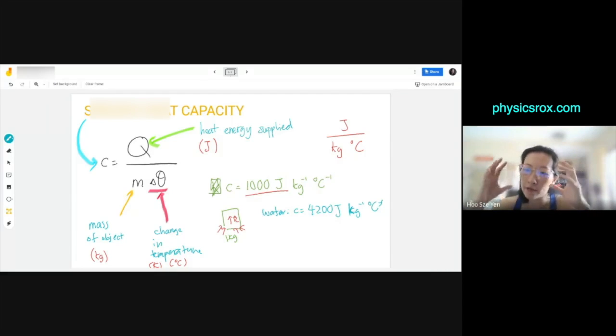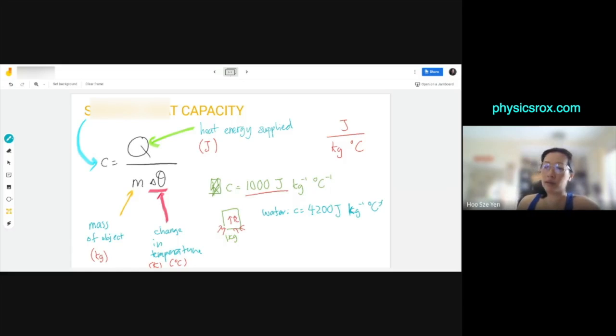So whether you have a small cup of water, a big pail of water, or the ocean of water, doesn't matter. If you compare all these different samples, taking 1 kg each, 1 kg, 1 kg, 1 kg, all of them will have this same value. So you need to think of specific heat capacity as not about how much we have, but it's for the material.